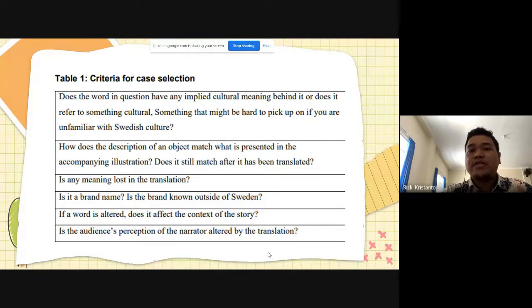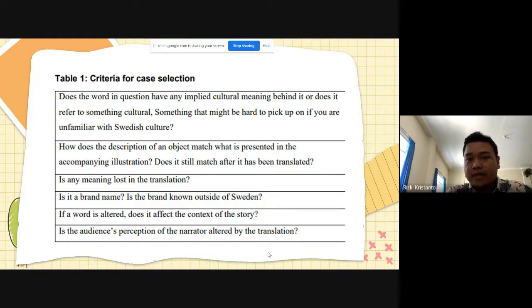The first one is: does the word in question have any implied cultural meaning behind it, or does it refer to something cultural, something that might be hard to pick up on if you are unfamiliar with Swedish culture? And the second one is: how does the description of an object match what is presented in the accompanying illustration? Does it still match after it has been translated or not?